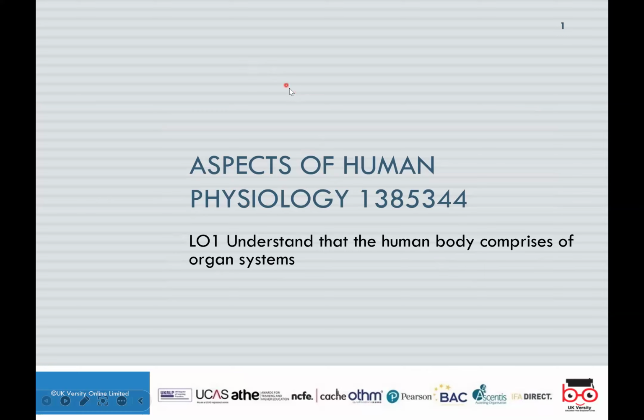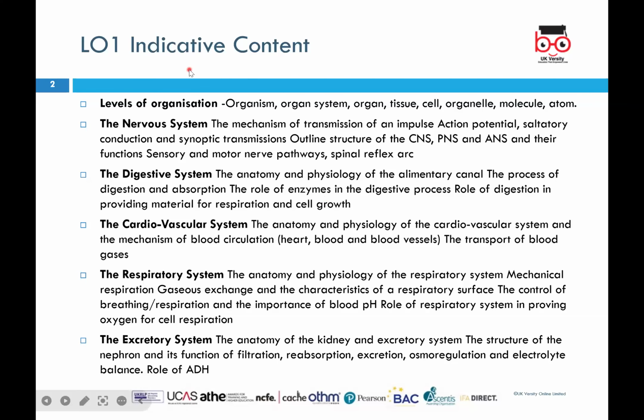Okay. So when we talk about human physiology, we're talking about understanding that the human body comprises organs and organ systems. There are organs like the brain, the kidney, the liver. You have several organs. So how do those work together? We'll talk about them. So what is our indicative content? Indicative content means whatever you have to go through within this unit. So we will talk about what the levels of organization are.